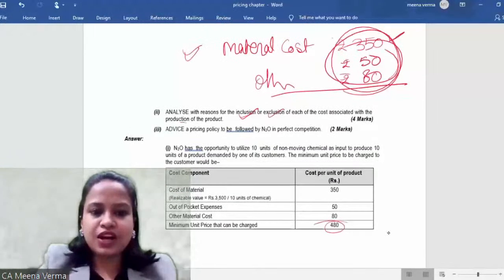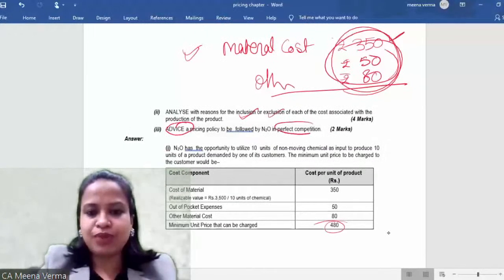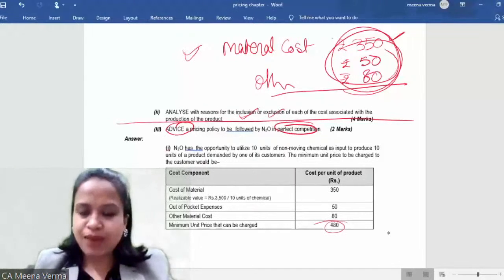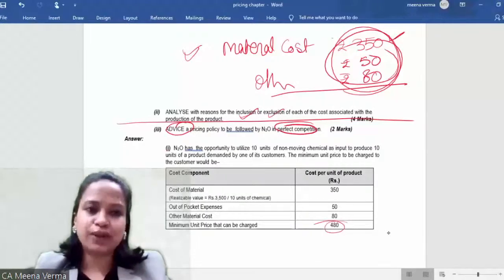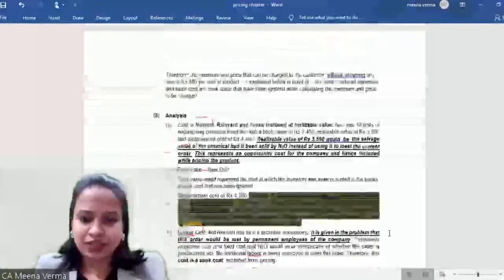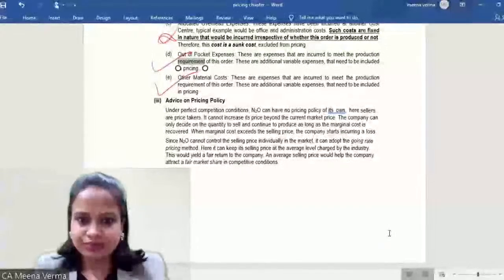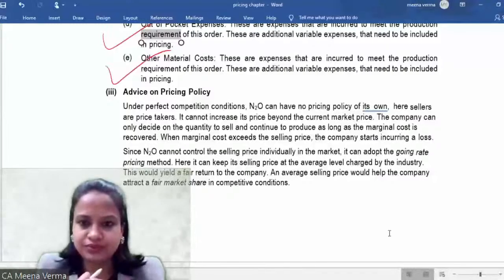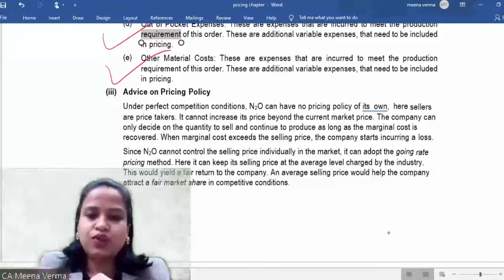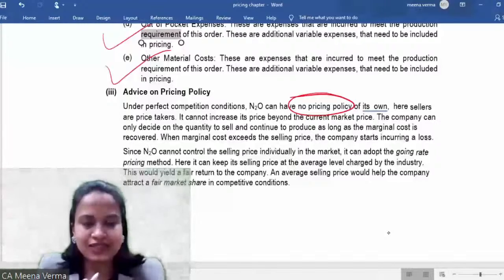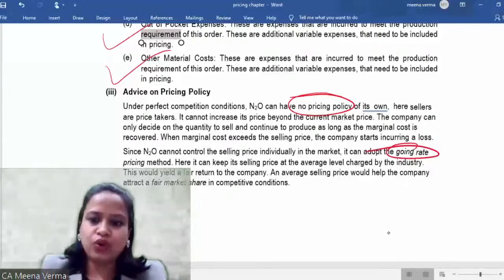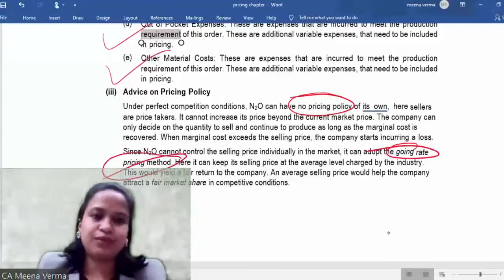And the last is to advise a pricing policy if the market is perfect competition. It is a separate portion of the question. If the market is perfect competition, then you are a price taker. You cannot follow your own pricing policy. You will follow the going rate pricing method. Going rate pricing method.